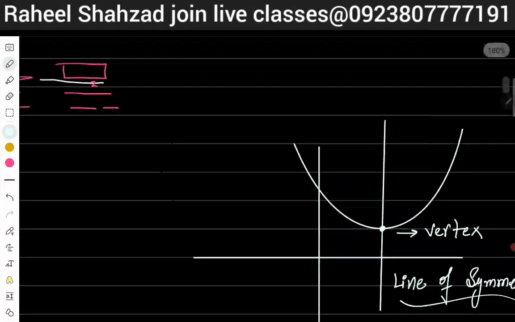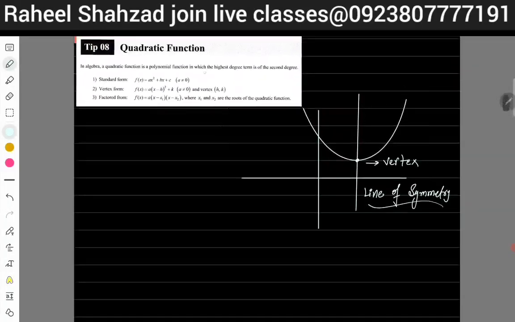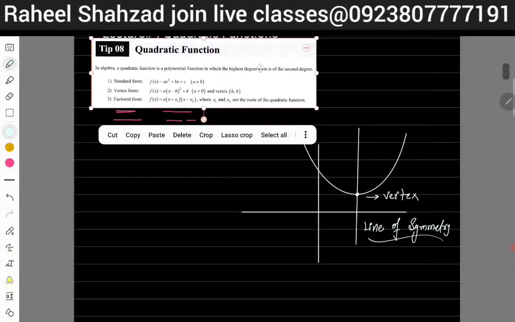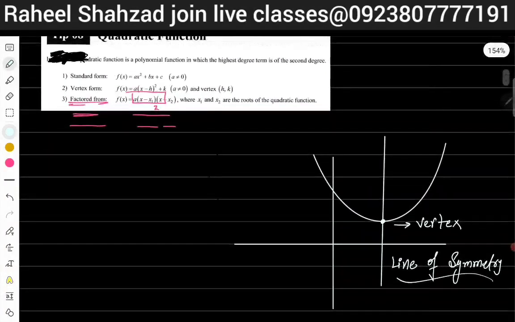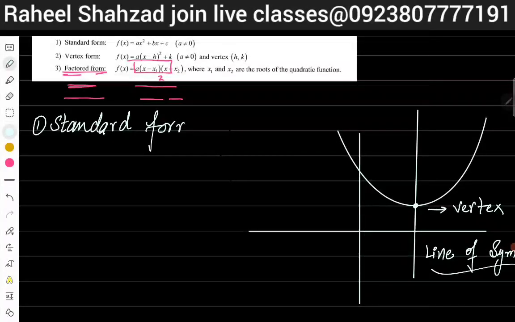Okay, so it is very important for us to understand how we are going to find the equation of the line of symmetry and the coordinates of the vertex. So in all these three cases it's different. For example, if we discuss the standard form first, so have a look. In standard form, when we write the equation in this form, f of x or y equals ax square plus bx plus c.